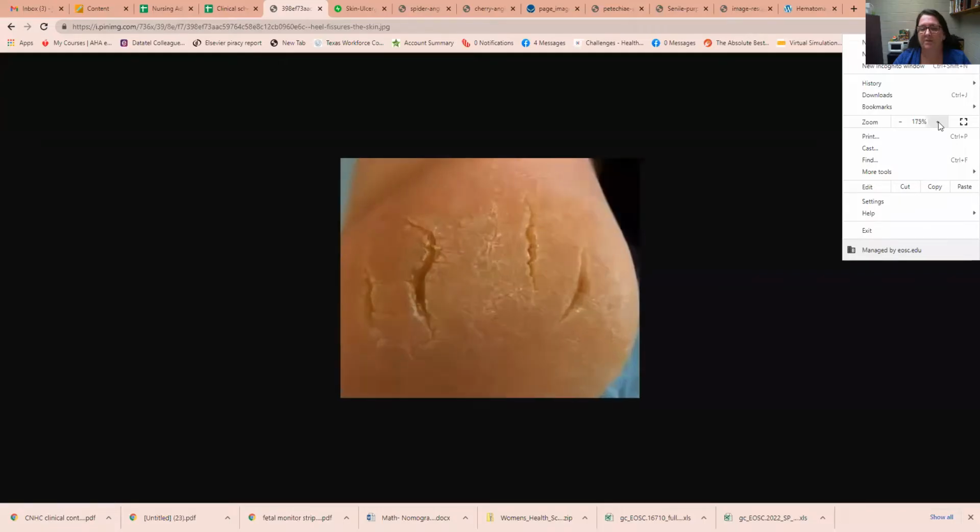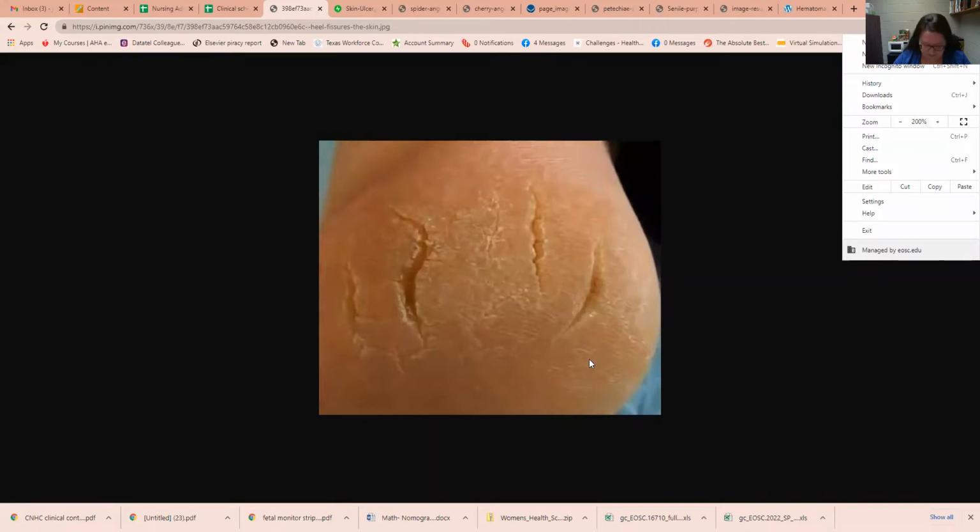A fissure is a crack in the skin. This is an image of a heel with several fissures. Okay, those are linear cracks. They can actually open up at the base and become a site for infection.